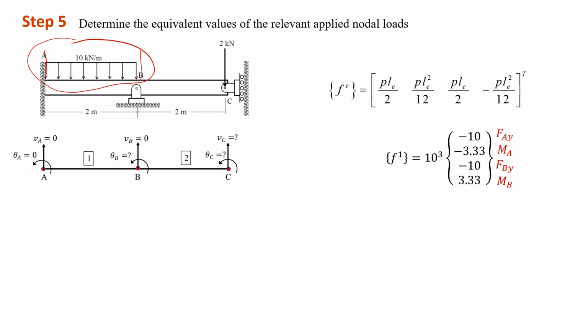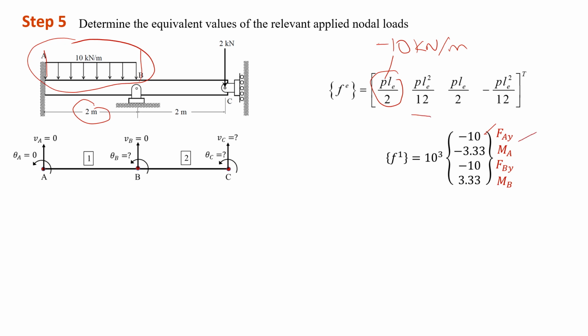Okay, so according to this value, P in this case is equal to negative 10 kilo Newton per meter. And L for element 1 is 2 meter. So just use this equation. Replace P with negative 10, L with 2, divide by 2, then we obtain 10. And this is for vertical force at AY.